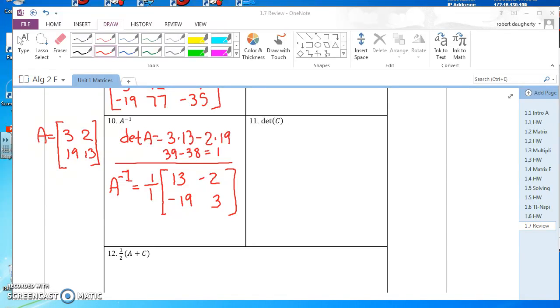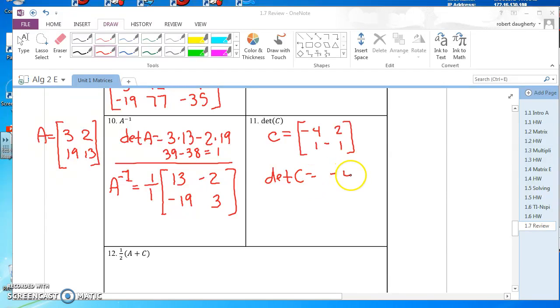Okay, number 11, the determinant of C. So C is equal to -4, 2, 1, -1. Therefore, the determinant of C is going to be -4 times -1 minus 1 times 2. So that is 4 minus 2. So the determinant of C is equal to 2.